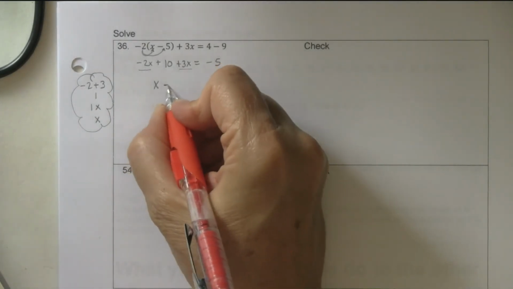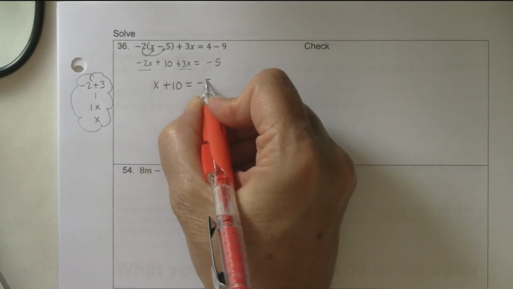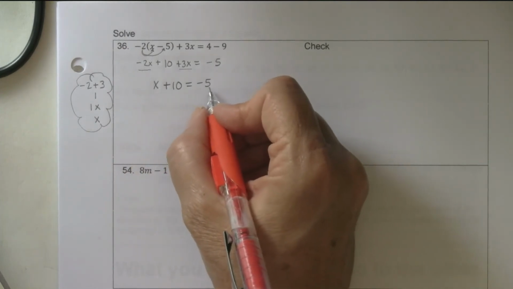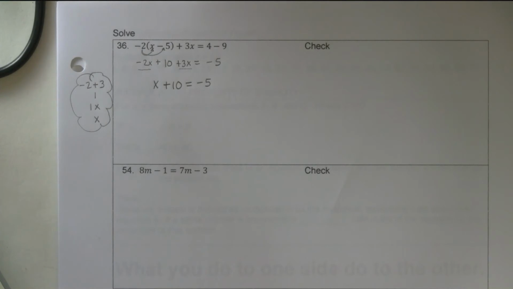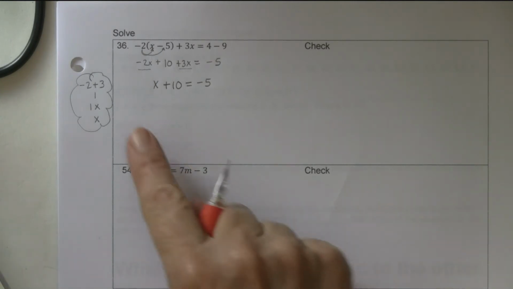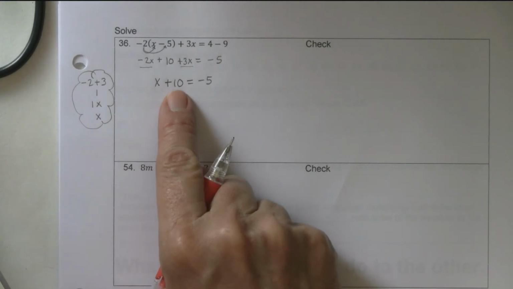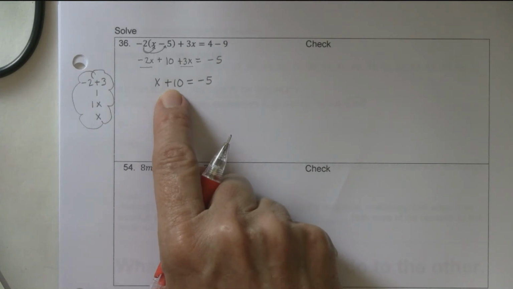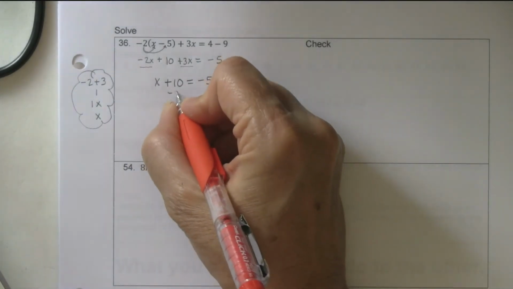So here I have x plus 10 equals negative 5. And now this side is as simple as it gets, and this side is as simple as it gets. And so now that I've got both sides as simple as they get, that's what you want to do before you try to solve. Now I want to leave x by itself. And the reason that x is not by itself is because of the adding of 10. And so I want to undo the adding of 10. And I would do that by doing the opposite operation of adding 10, which is subtracting 10. So I'm going to subtract 10.